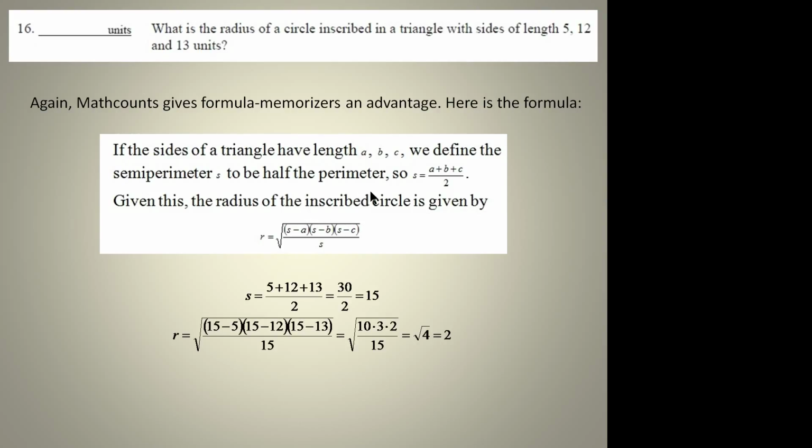So let's say A equals 5, B equals 12, C equals 13. Then S equals 30 over 2. You add them together, you get 30, then divided by 2, you get 15. Then S minus A, 15 minus 5, is 10. 15 minus 12 is 3. 15 minus 13 is 2. Multiply them together, divide by 15, and the inside here you should get 4. Then the square root of 4 is 2. So if you have this formula, it's a no-brainer solution.